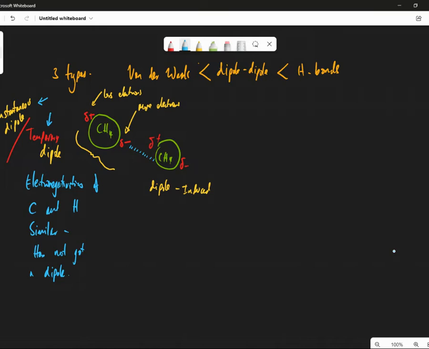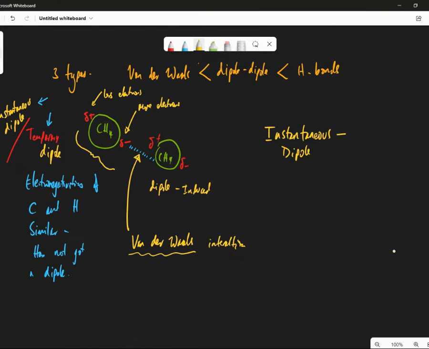But you'll get an attraction for the negative side, for the positive side of the other molecule. Okay, and this interaction here is known as a van der Waals force. It's a van der Waals interaction. Okay, so the first dipole here was an instantaneous dipole. And it created an induced dipole.